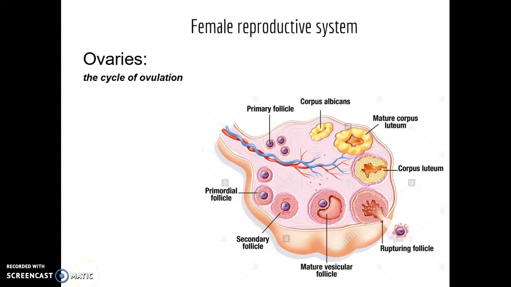Now comes the time to talk about the ovaries. The ovaries are one of the main organs in the female reproductive system, and they are responsible for the cycle of ovulation and menstruation in the woman. This is one of the two ovaries. We will take only one.